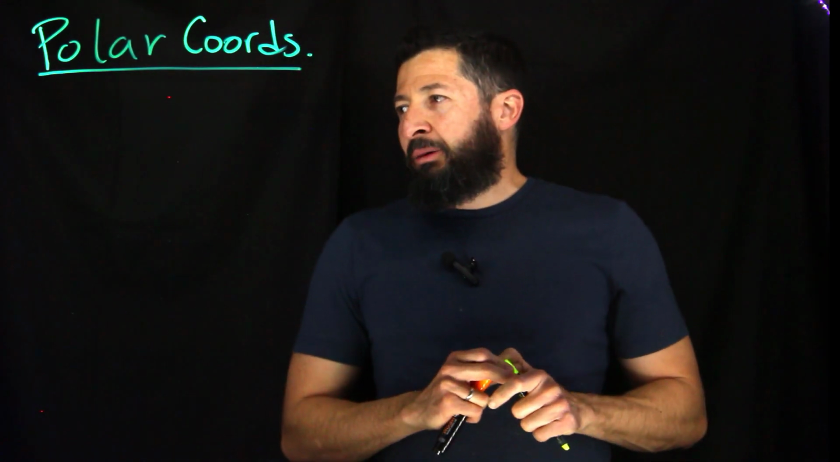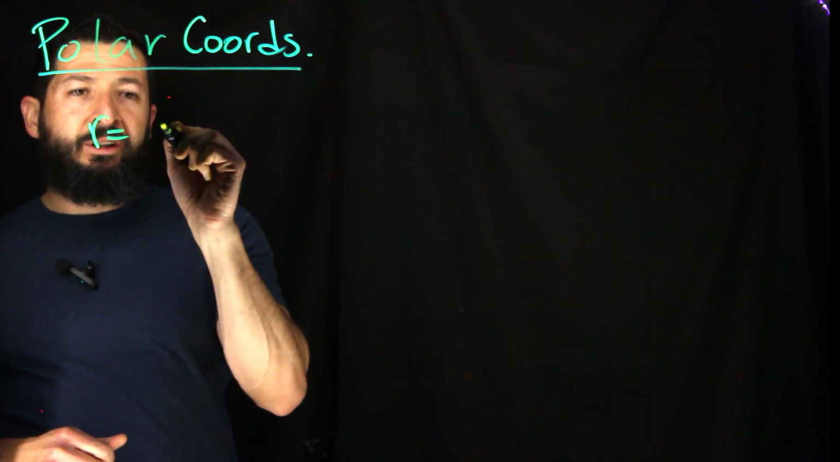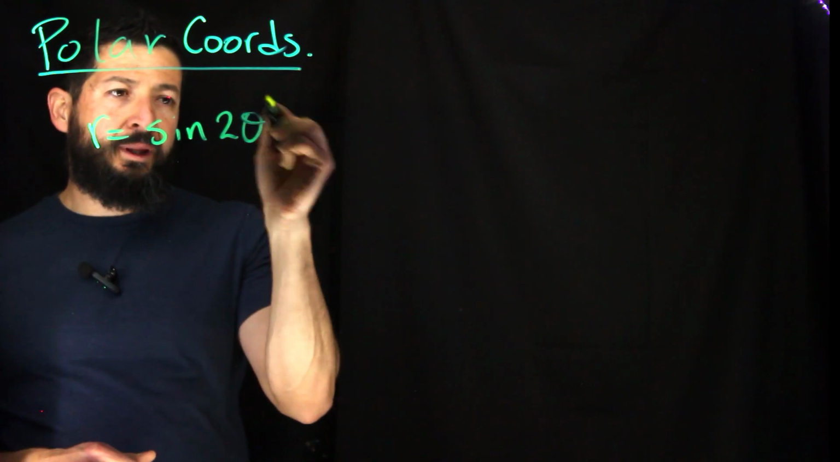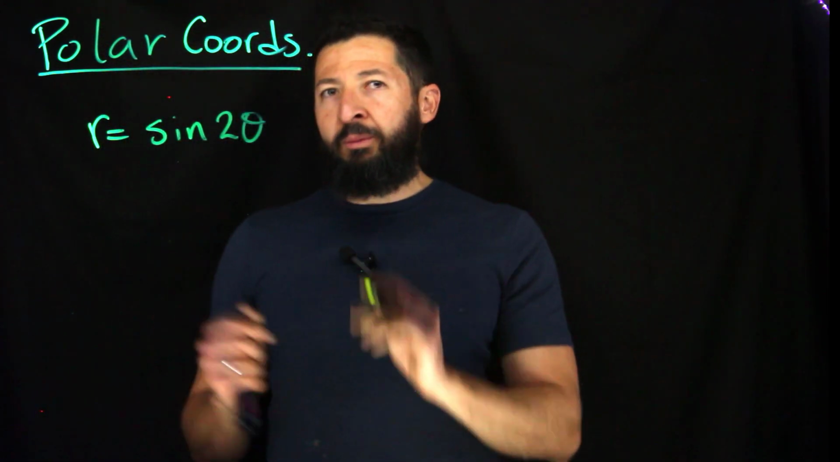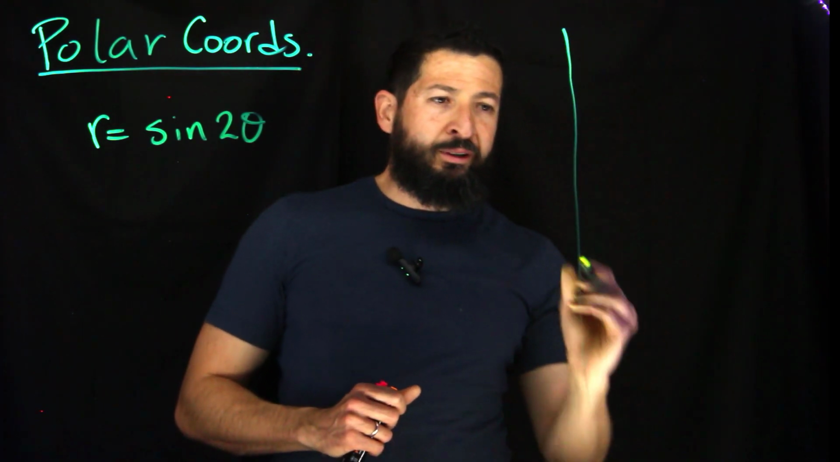So we're going to look at the graph of the function r equals sine of 2 theta. All right, so what I'm going to do is make a table, and I'm going to draw the graph. I'm going to do my best to draw the graph here.